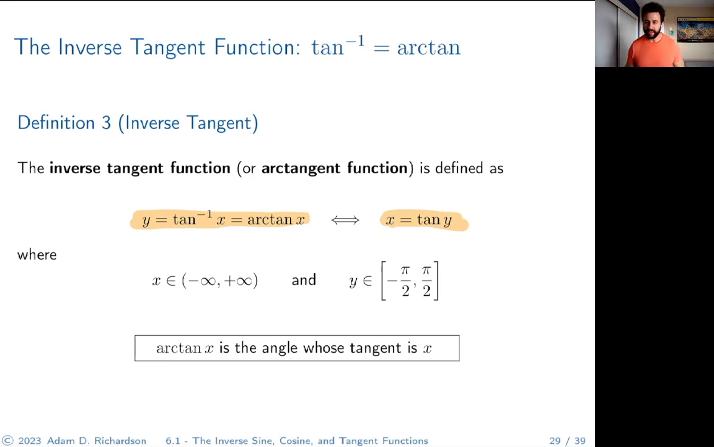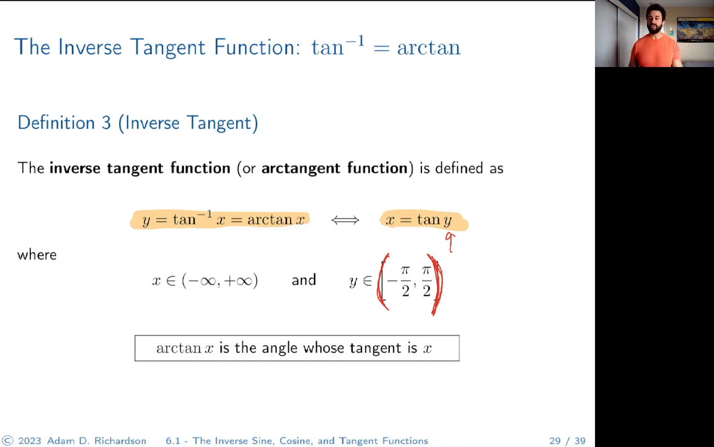And, oh, I realize I have another typo here. Yikes. So maybe you can pick it out before I get to it. We need our x values to lie in the real numbers, but we need our y values to lie in this interval, but these should be parentheses. Why is that? Well, we can't do tangent of pi over 2. It's undefined there, so that's a typo. That's an error. Those should be parentheses, not brackets.